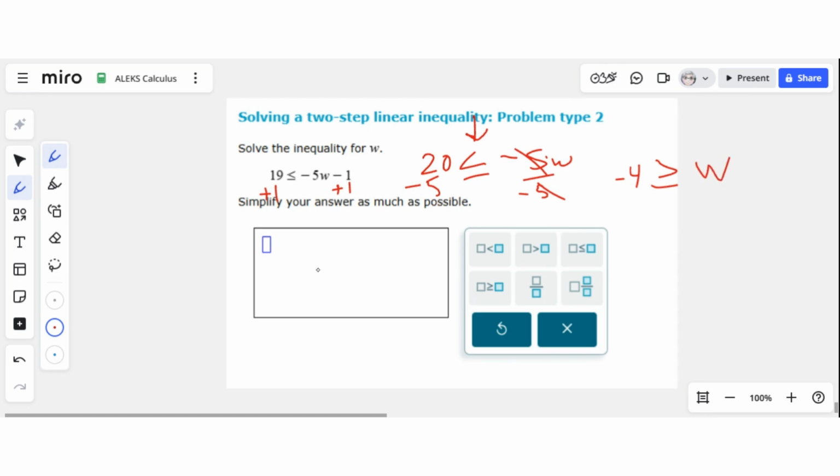And then traditionally, we would write these inequalities with the variable first. So this is kind of backwards. You can just read it this way and rewrite it. And if I read it from right to left, it says w is less than, because the smaller side is pointing to the w. So w is less than or equal to negative 4. So that is some work with solving these linear inequalities.